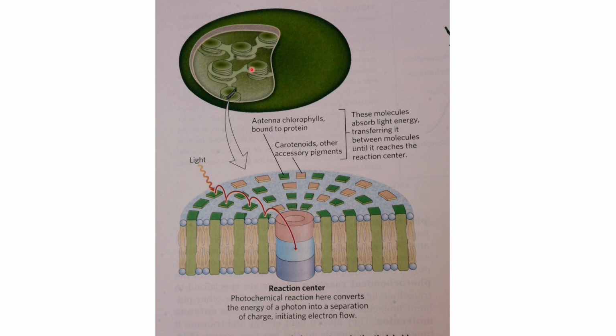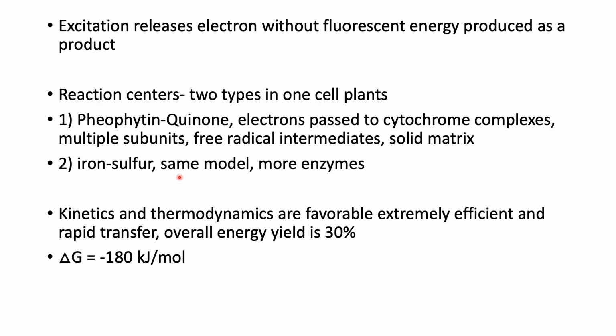This is the chloroplast right here. These are the reaction centers that you can see, and the electron cascade goes into the reaction center here. These molecules absorb light energy, and they transfer it between molecules. So the light energy goes into the reaction center. There's excitation, which releases the electron without fluorescent energy, and produces a product.